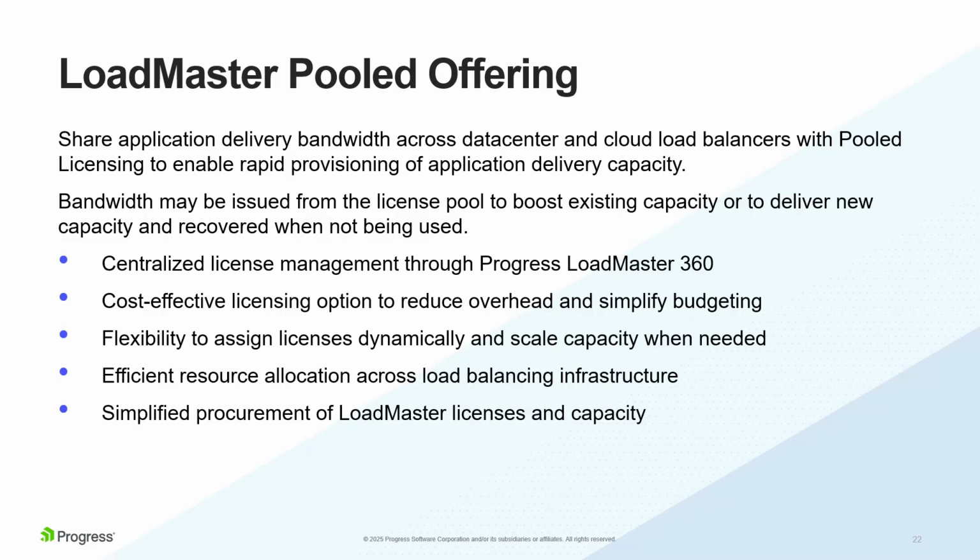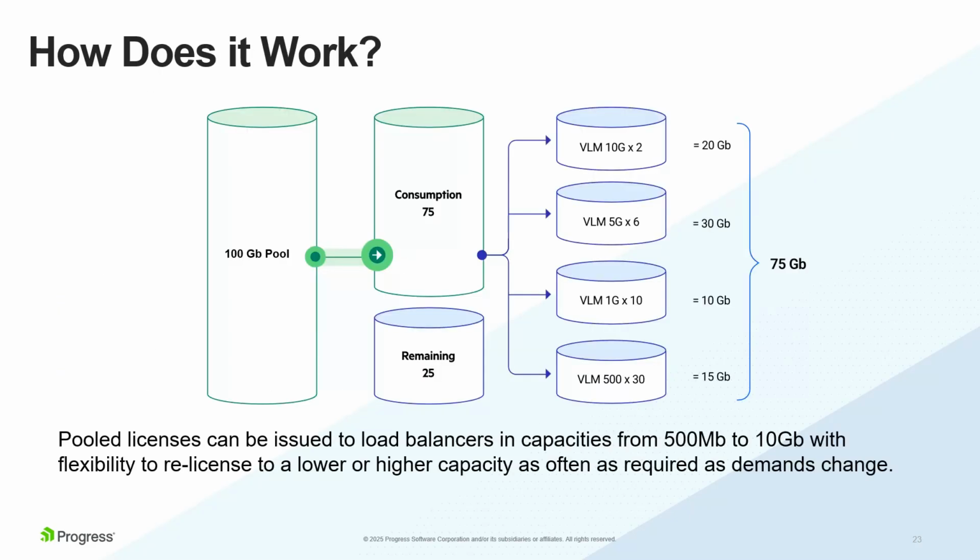So you have the options to select capacities from 500 megabits per second, or 1, 5, or 10 gigabits per second, and you can update these as often as you wish as your demands change. This is where you can really divide up your available bandwidth to implement that per-app load balancing, rather than having all of your published applications going through a single large instance, spreading the load across those smaller instances.